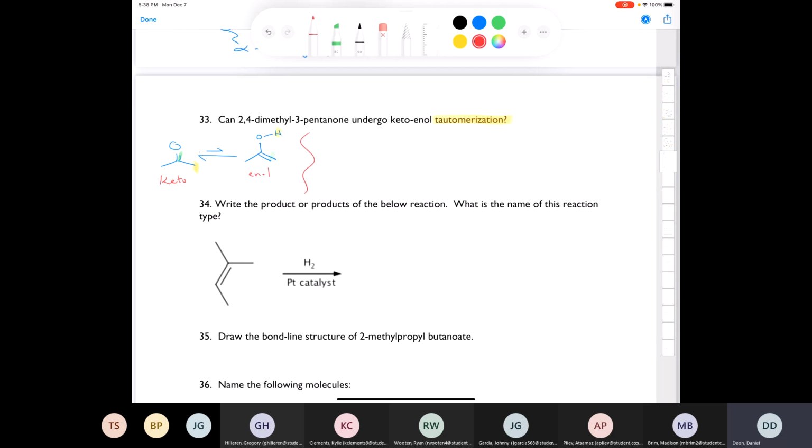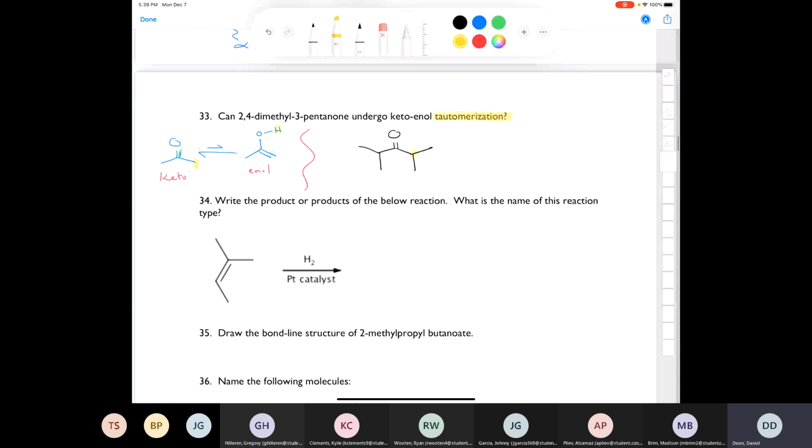Now let's draw this molecule, 2,4-dimethyl-3-pentanone. So let's start with drawing 3-pentanone. So there's 3-pentanone, and if we put 2,4-dimethyl. Well, in order for it to be able to undergo keto-enol tautomerization, I have to have a hydrogen here or here. And we know that there's two hydrogens there, right? There's one hydrogen on each side. And so the answer is yes, this compound can undergo keto-enol tautomerization.